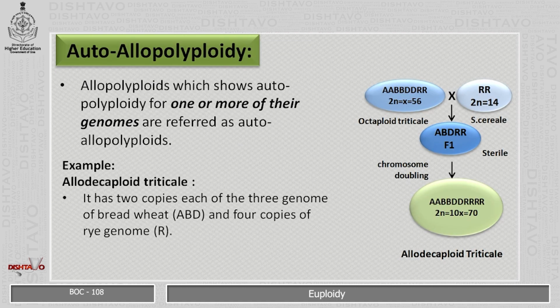Autoallopolyploidy. Allopolyploids which show autopolyploidy for one or more of their genomes are referred to as autoallopolyploids. Example, allodecaploid triticale. It has two copies each of the three genomes of bread wheat, ABD, and four copies of rye genome R, as shown in the figure.